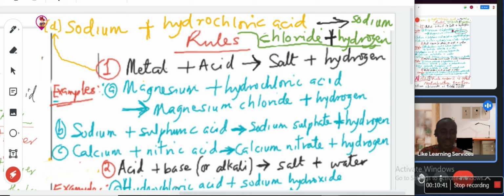Where is the salt here? Which one is the salt in these things that are given? Magnesium chloride. Good. Magnesium chloride is the salt. Hydrogen is the gas that will be given out. Remember, metal plus acid always gives salt plus hydrogen. If it is with hydrochloric acid, it will form something chloride, and then hydrogen will be released.